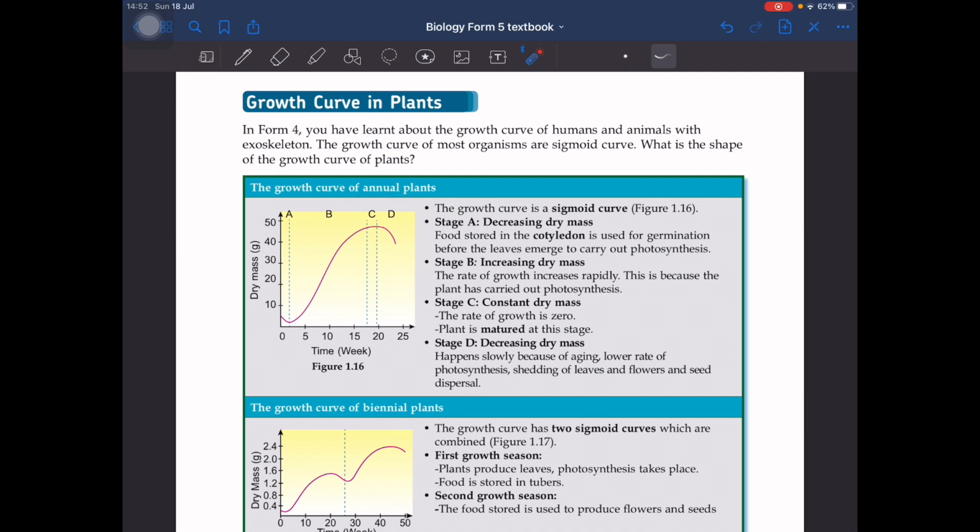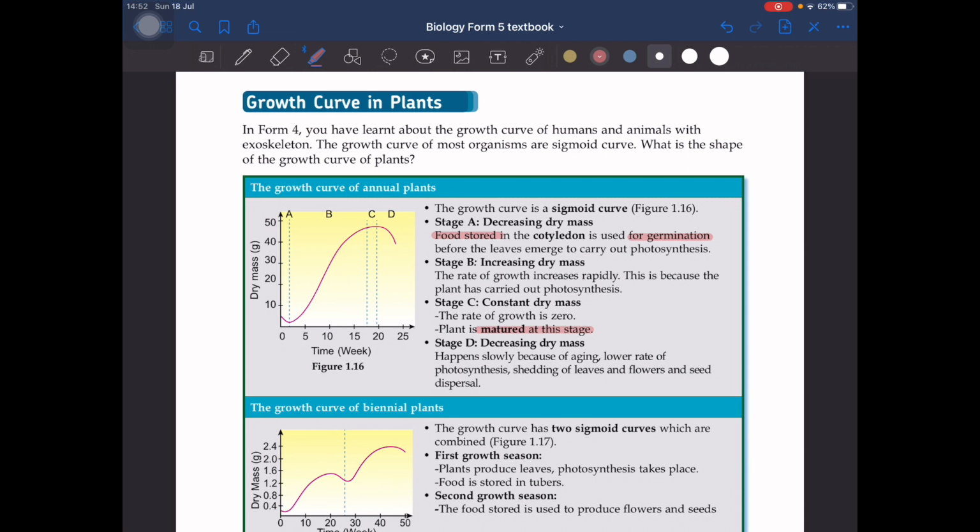Okay, it starts off with a decrease in dry mass, and the reason for this is that we have energy usage for germination, for the leaves to emerge, for photosynthesis. So we have a slight decrease in dry mass first, and then you have your increase in dry mass. This increase means rapid growth. Then you have a short phase of constant growth right before the dying stage comes in, because the plant has matured.